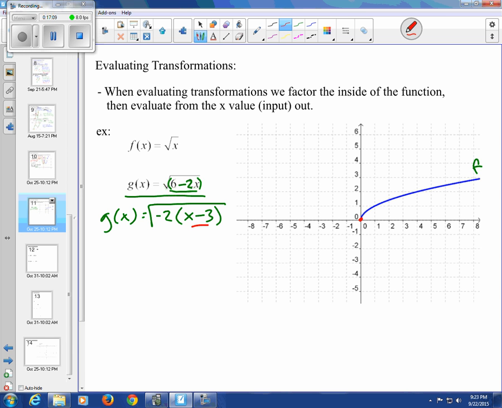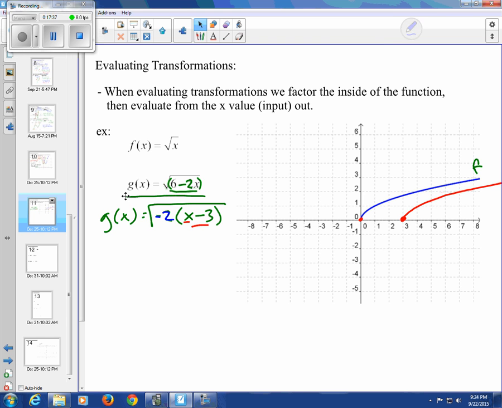So immediately I can see that the function is going to evaluate at the origin at x equals +3. That subtraction of 3 is a shift of 3 in the positive direction horizontally. And now I can step outside of that, evaluating from x out, and evaluate the transformation of the multiplication of 2 and the negative inside that root.